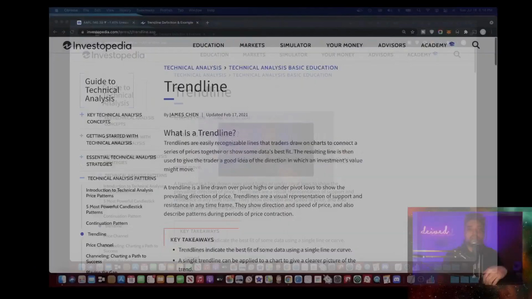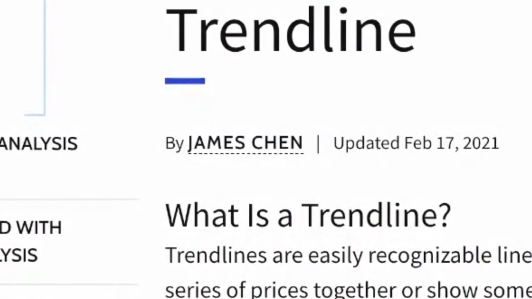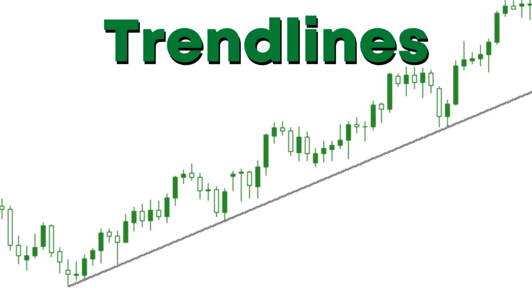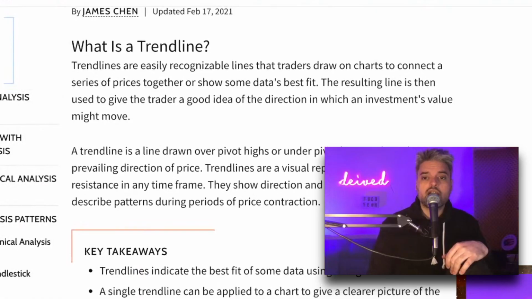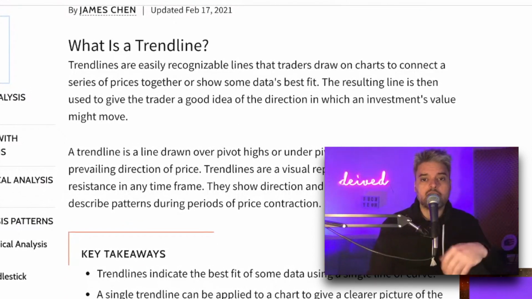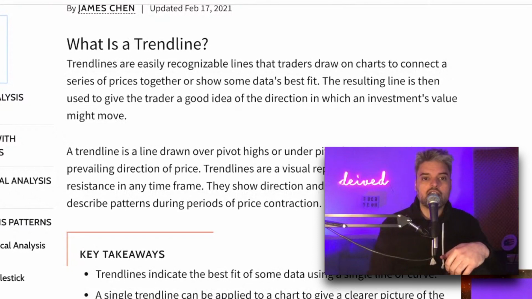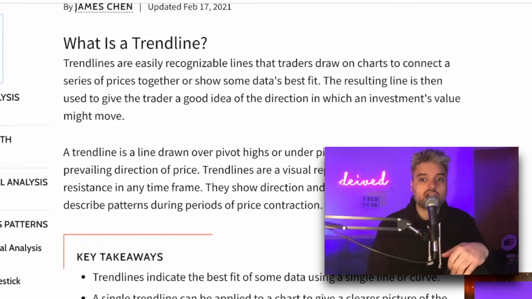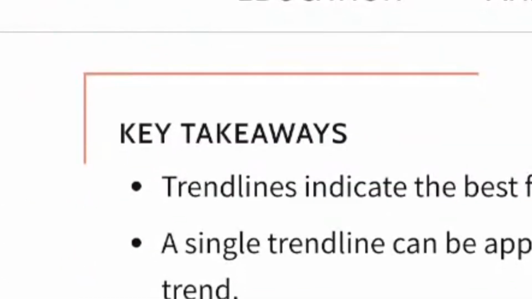What is a trend line? Well, Investopedia.com, James Chen, defines trend lines as easily recognizable lines that traders draw on charts that connect a series of prices together or show some data's best fit. The resulting line is used to give the trader a good idea of the direction in which an investment's value might move. Key takeaways.